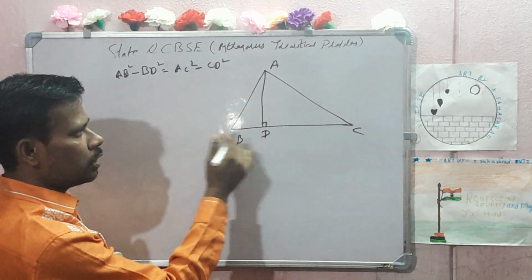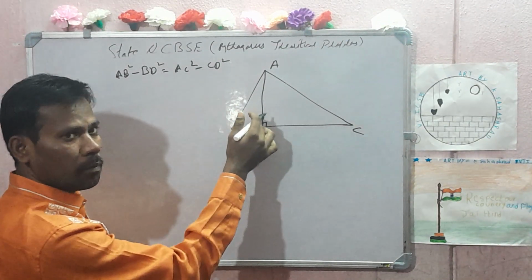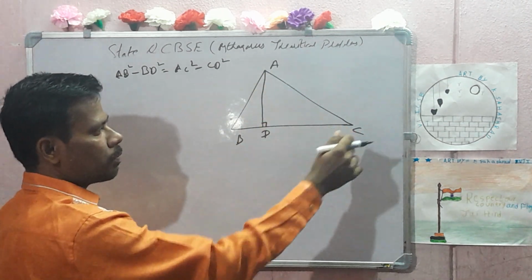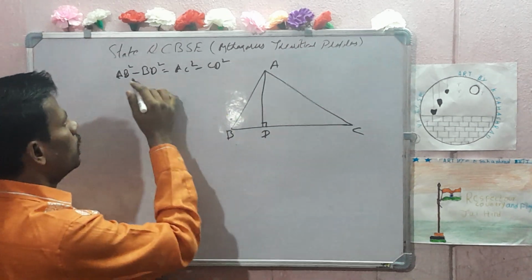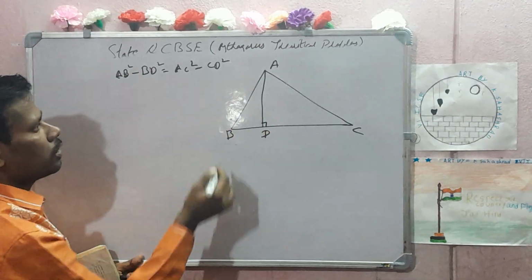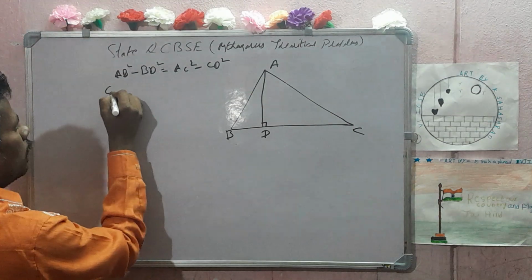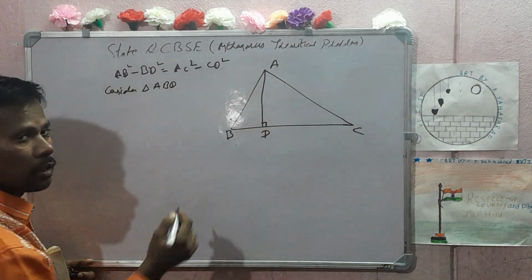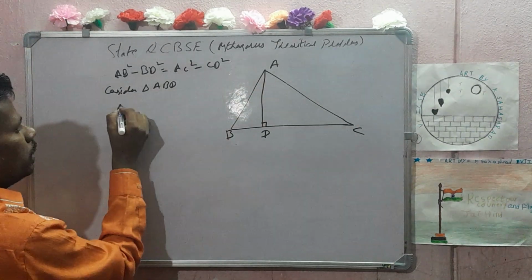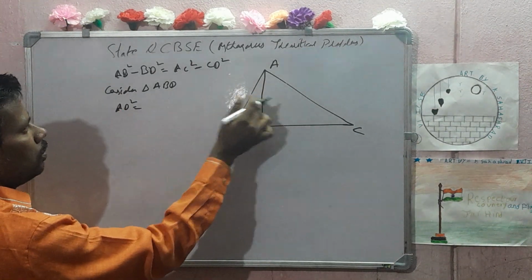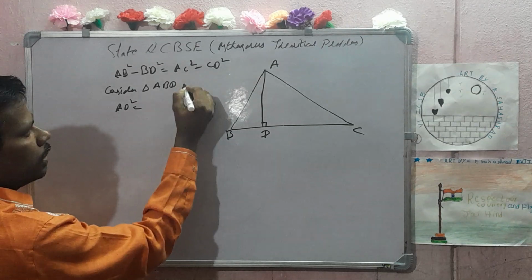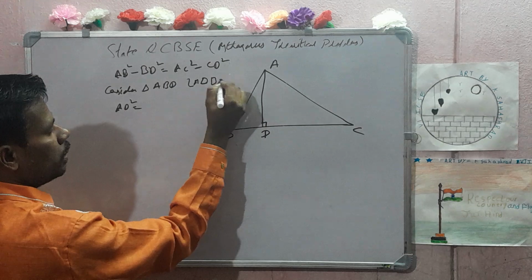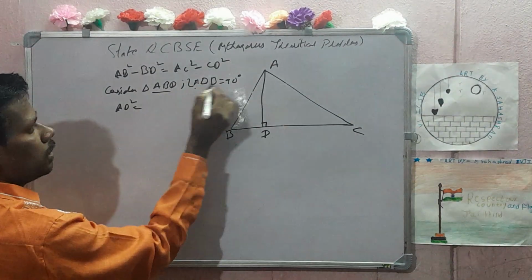So like I said, this is just nothing but continuation part of the previous problem. So triangle ABC in which AD is drawn perpendicular to BC. Prove that AB square minus BD square is equal to, they have given like this. Simply consider simple problem. Consider triangle ABD, right? So AD square, what you will get? Consider triangle ABD in which angle ADB is equal to 90 degrees.